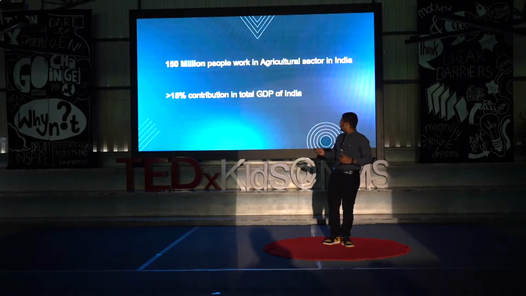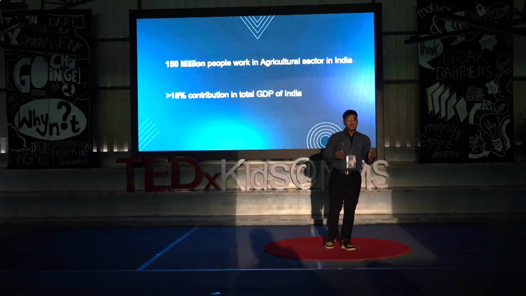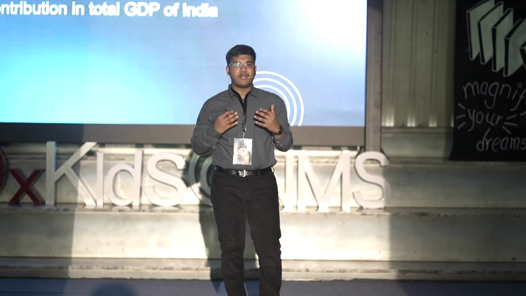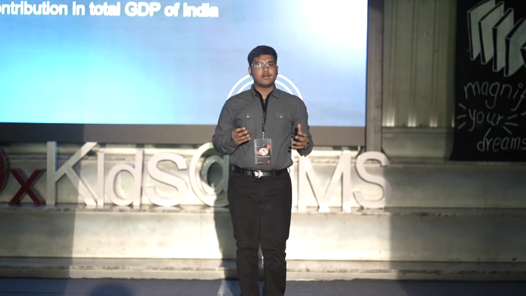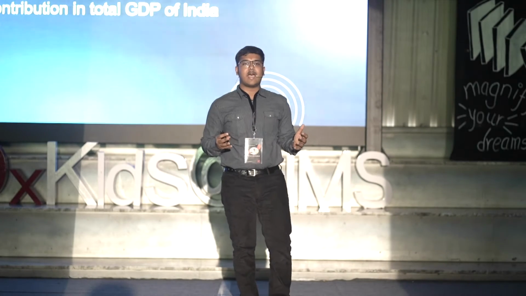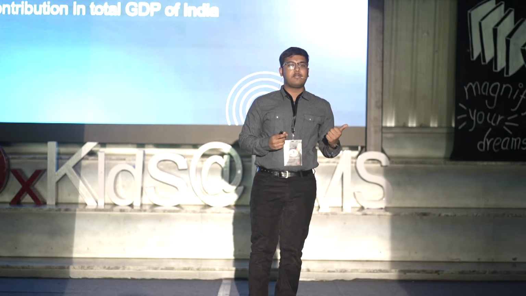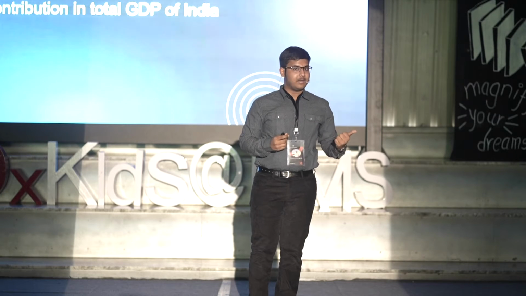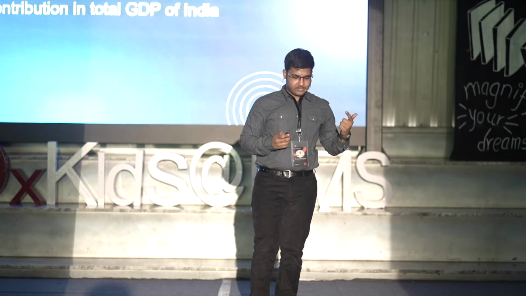India, popularized as the land of agrarian richness, is the second largest agricultural producer in the world. It's not a sector that just feeds the entire nation. It provides livelihoods to more than 150 million people yearly, contributing to more than 15% of our GDP.